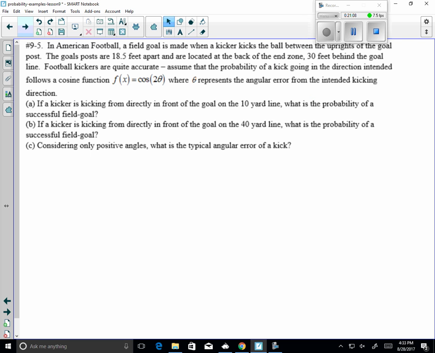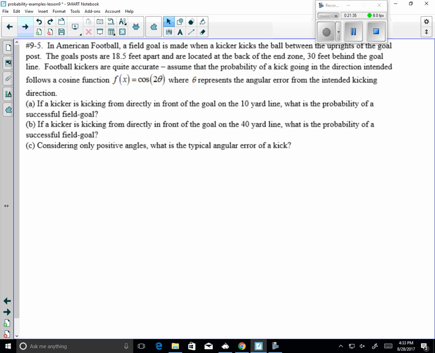It says in American football, a field goal is made when a kicker kicks the ball between the uprights of the goalposts. The goalposts are 18.5 feet apart and are located at the back of the end zone, 30 feet behind the goal line. Football kickers are quite accurate. Assume that the probability of getting a kick going in the direction intended follows a cosine function, cosine of 2 theta, where theta represents the angular error from the intended kicking direction.